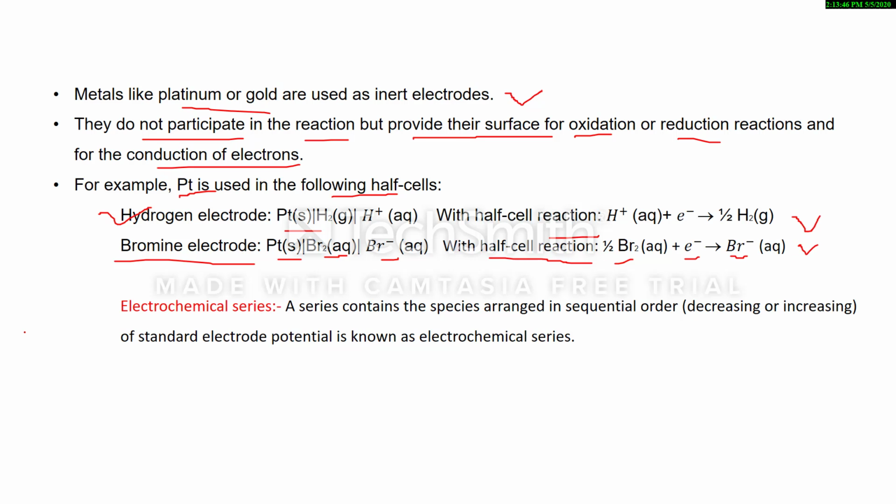Is that clear? Now, after discussing these electrode potentials, if we arrange them in decreasing or increasing order, then we get one series. That series is known as the electrochemical series. It is like the activity series you discussed in the lower classes; the activity series is a small part of this electrochemical series. A series contains the species arranged in sequential order. In some books the species are arranged in decreasing order, and in some books in increasing order. That's why we are using the words sequential order of standard electrode potential. This is known as the electrochemical series. Now just have a look at this.